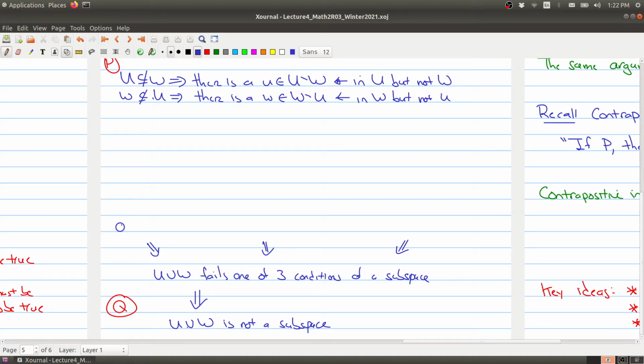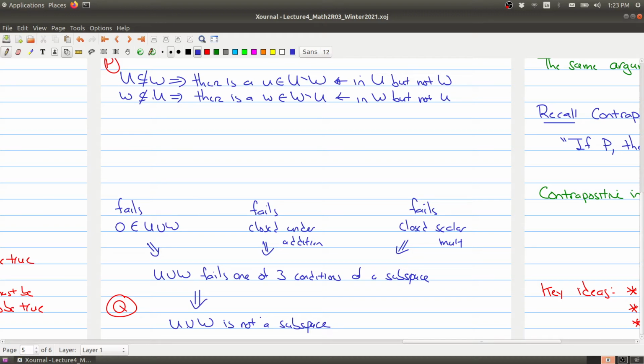I guess I would have 0, so maybe it fails 0 is in the union, or maybe it fails closed under addition, or maybe it fails closed under scalar multiplication. Okay, so now what I want to do is I do have some information about P, and can I use this information to show that if one of these things is true, then it fails one of the three conditions, so it's not a subspace.